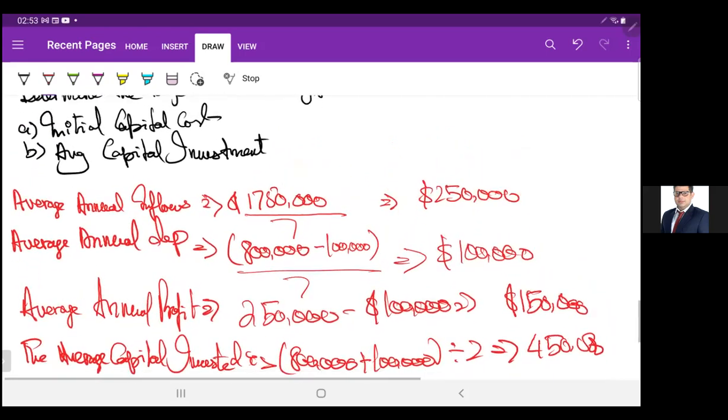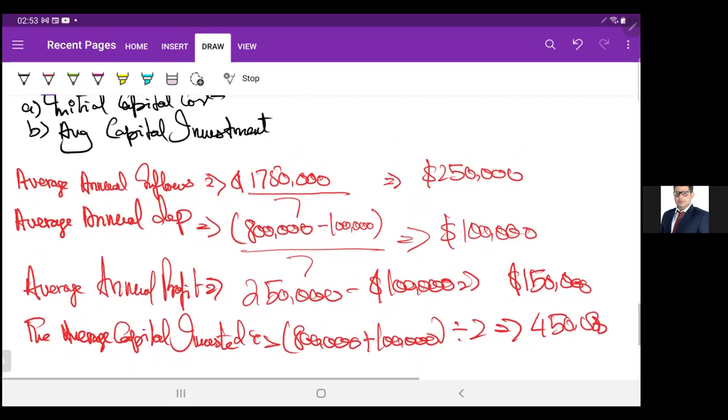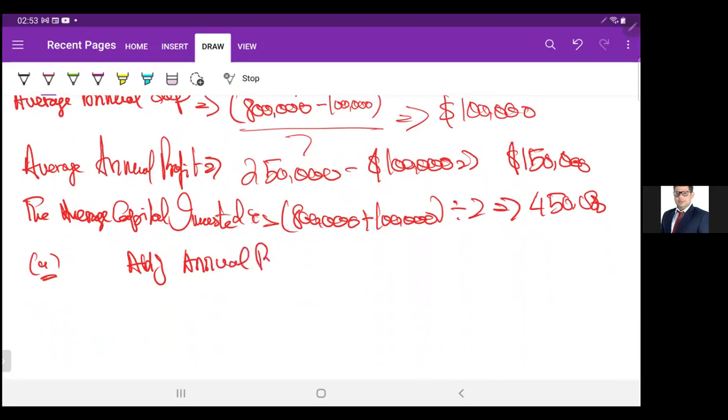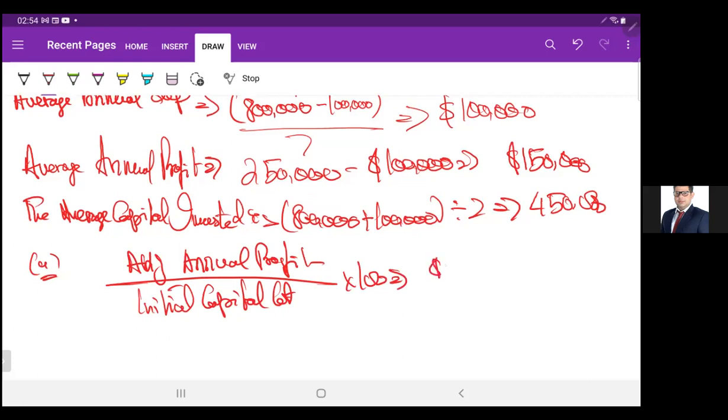Now, as per part A, we have to calculate the ROCE with initial capital cost. So, part A: average annual profit divided by initial capital cost, multiplied by 100, is $150,000 divided by $800,000, multiplied by 100, which is 18.75%.